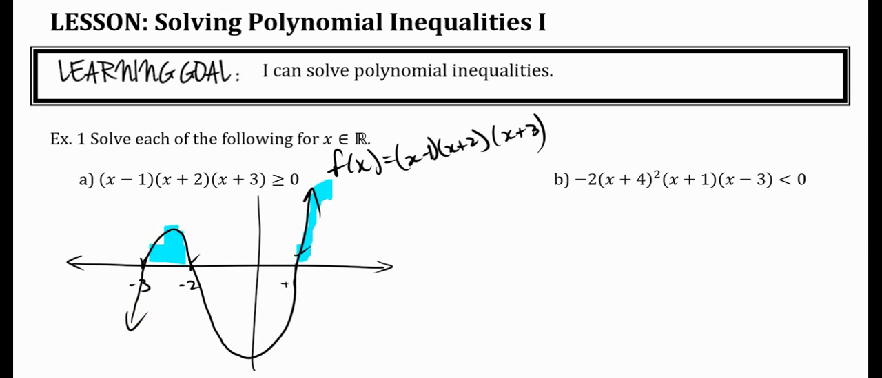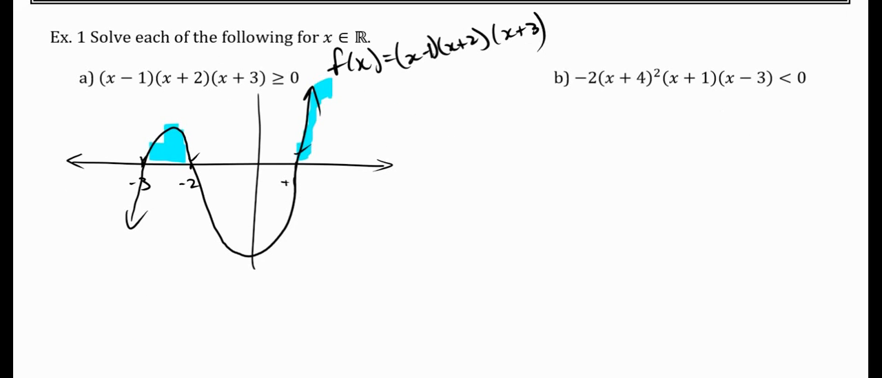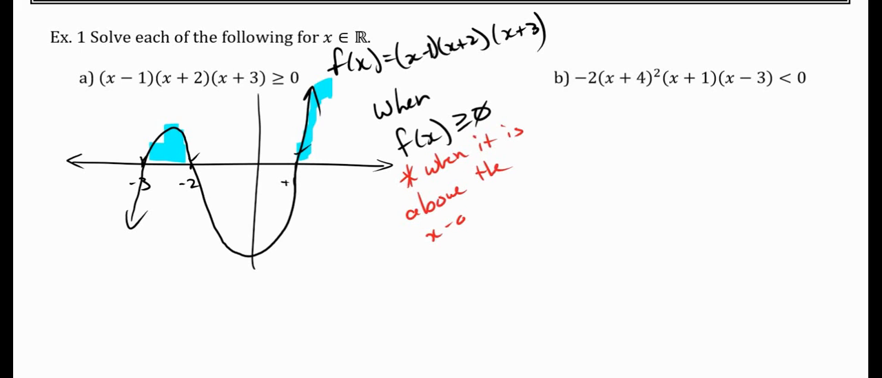Okay, so we just use this. When f(x) is greater than or equal to 0, which is when it is above the x-axis, those will be our solutions. So we have multiple solutions. There are different ways that you can write it. We're just going to write it with set notation for now. So we're going to say -3 ≤ x ≤ -2, and when x ≥ 1. Does that make sense? It's pretty easy. But we're using the graph and our understanding of the graph to help us solve this.